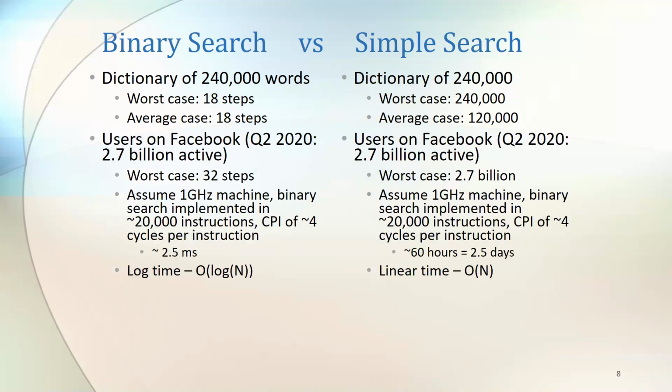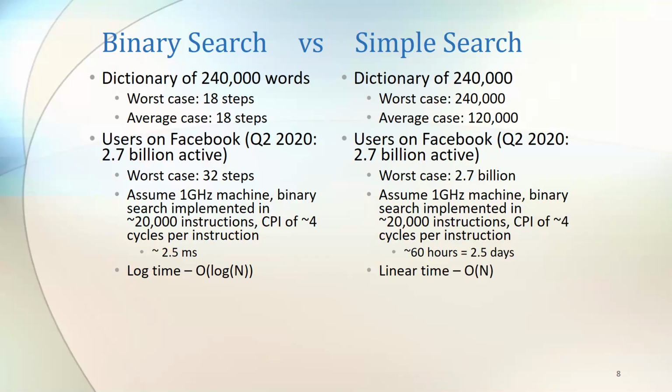So, okay, let's talk about Facebook then. In Q2 of 2020, there were 2.7 billion active users on Facebook. So if you had to search for your friend on Facebook and you're typing it in, right, you give me an answer. It would take a computer 32 steps if it could binary search to find the person you want, right? Whereas if it was using simple search, 2.7 billion, which might take some time. Make sense?